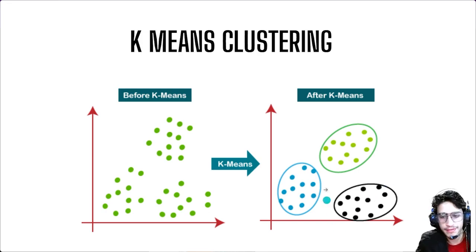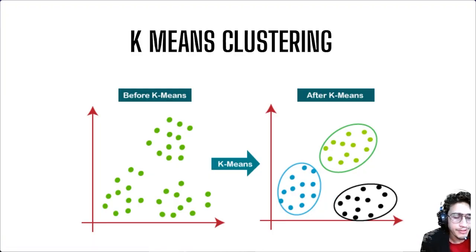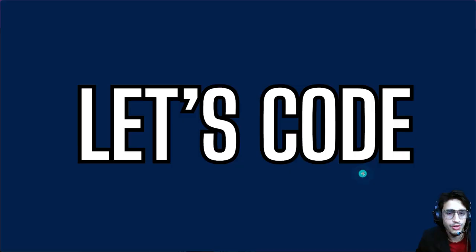Like here we have three clusters. Then we will calculate which cluster has how many elements, and the cluster which has more elements will be more dominant. So this is how K-means clustering and histogram will help us find the most dominant color. So without wasting much time, let's jump to the code.